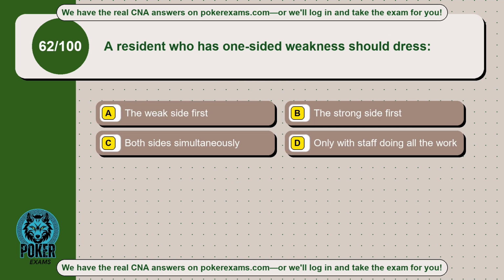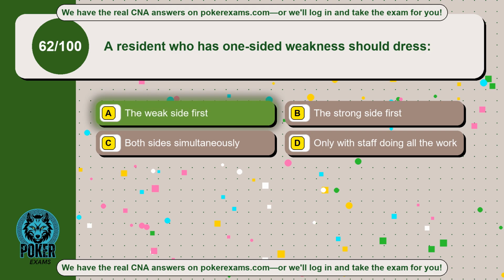Question 62. A resident who has one-sided weakness should dress: Option A. The weak side first. Option B. The strong side first. Option C. Both sides simultaneously. Option D. Only with staff doing all the work.